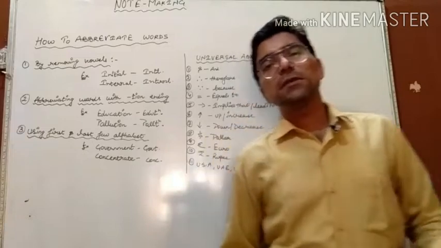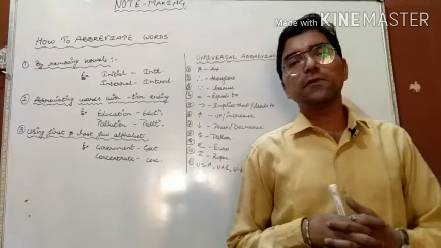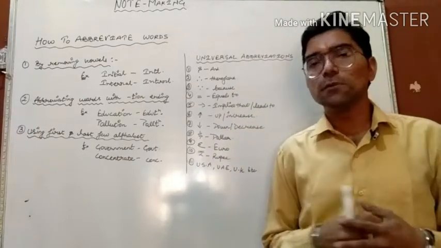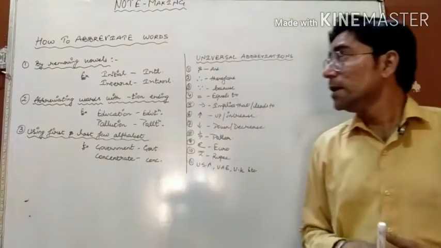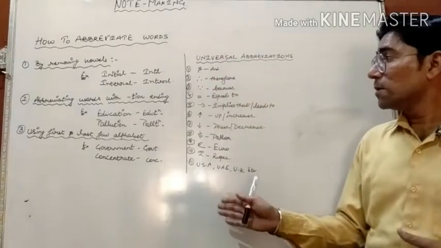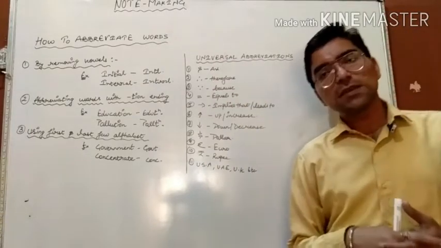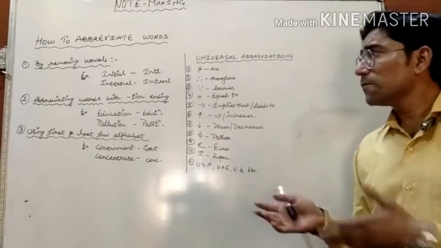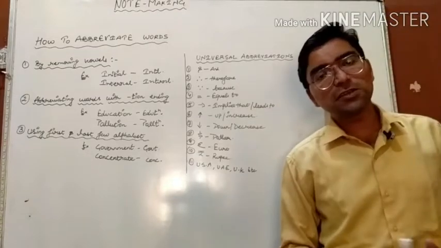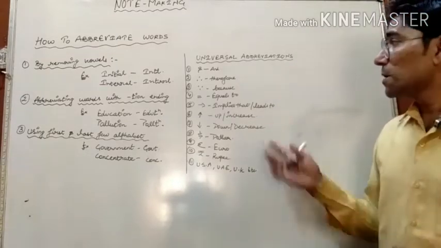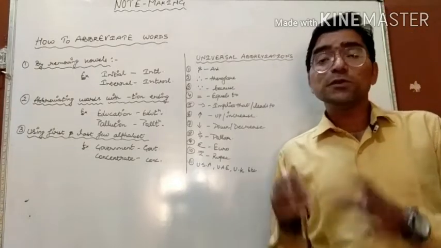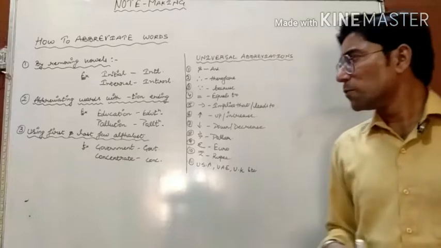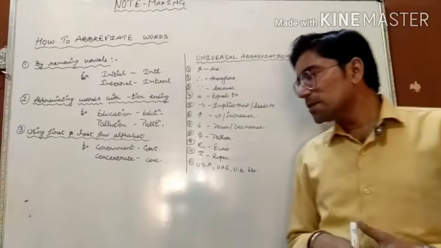Okay students, now let's discuss the remaining portion of note making, that is how to abbreviate a word. For that we have three rules written on the board, and there is another column on which we have universal abbreviations. First of all we will discuss these universal abbreviations. Universal abbreviations are those abbreviations which are used universally, all around the world. So these are some of the universal abbreviations.